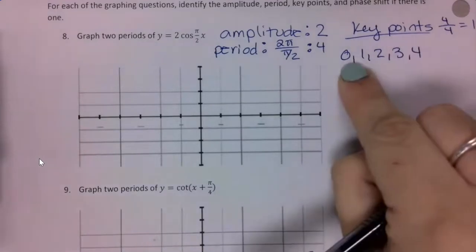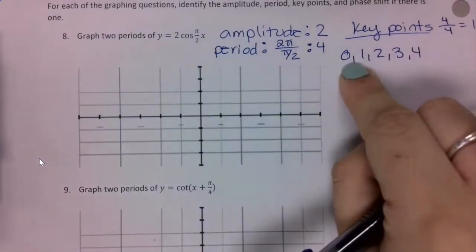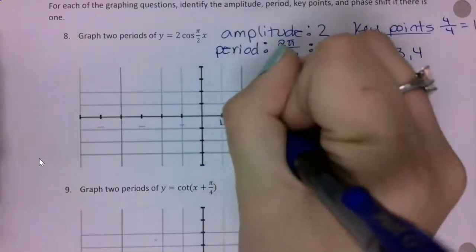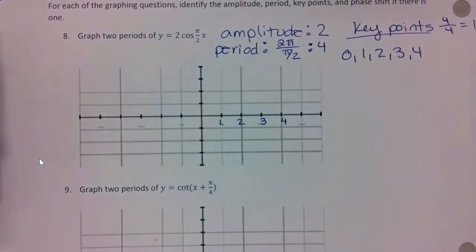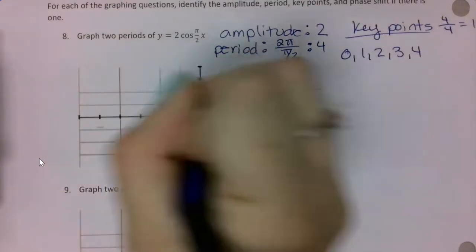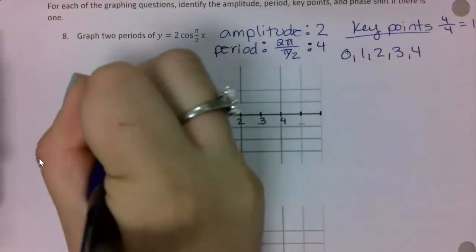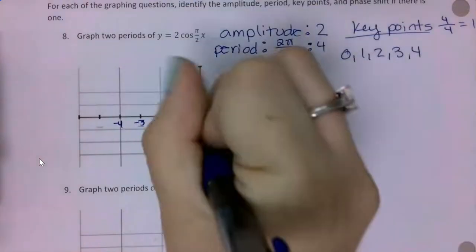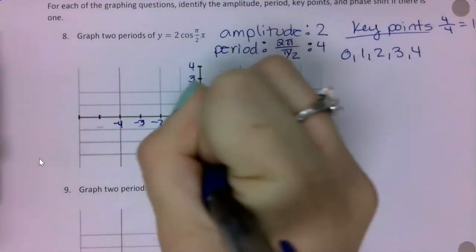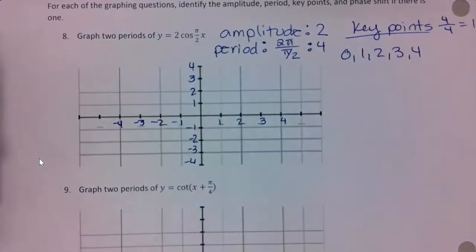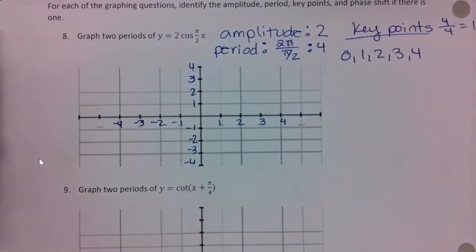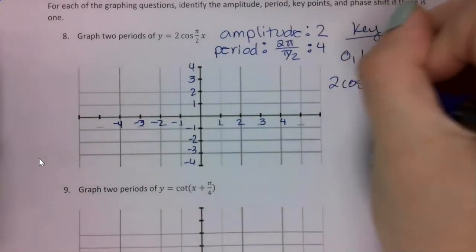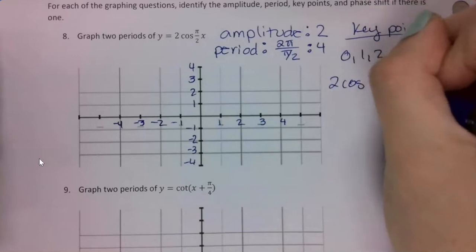The key points, since I start at 0, I can use these to label my axis. I'm going to have 1, 2, 3, 4, and it wants 2 periods, so I'm going to count backwards. I'm going to label my y-axis by 1, because I just need to go up to 2. And then I'm going to go ahead and plug in my key points. I want to show me plugging these in on the paper, so I'm going to have 2 cosine pi halves times 0.